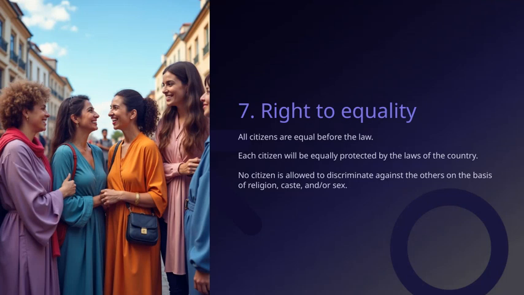Let's talk about the right to equality, which is a fundamental aspect of our society. All citizens are equal before the law, meaning no one is above or below the law based on who they are. This ensures fairness and justice for everyone. Each citizen will be equally protected by the laws of our country, so no one is left vulnerable or unfairly treated. Importantly, no citizen is allowed to discriminate against others on the basis of religion, caste, or sex. This principle helps promote unity, respect, and equal opportunities for all members of our community. It's a cornerstone of the overall theme of justice and fairness that we want to see in our society.